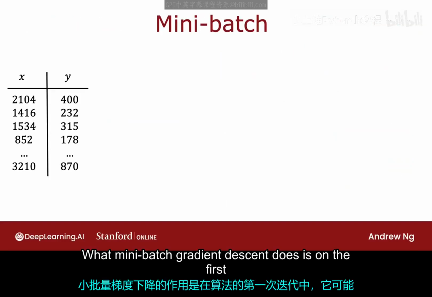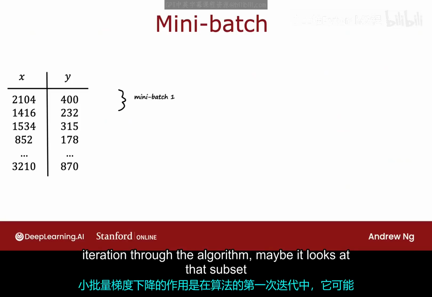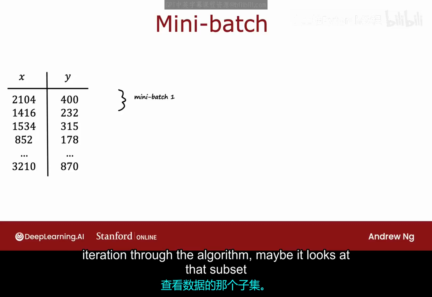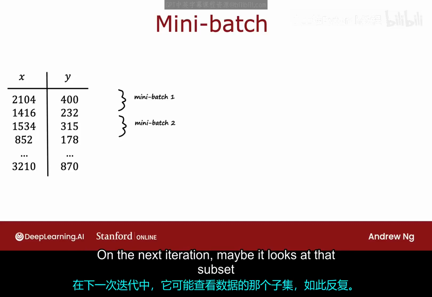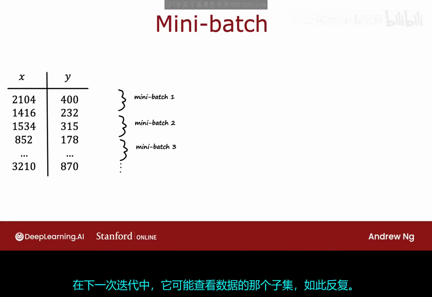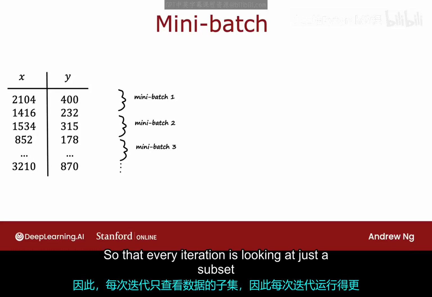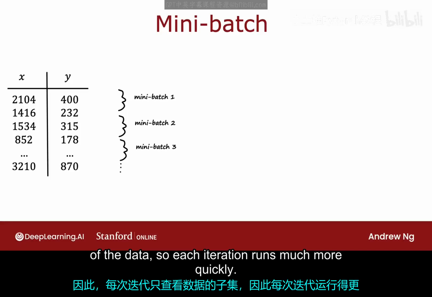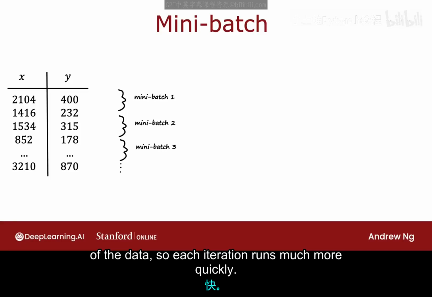What mini batch gradient descent does is on the first iteration through the algorithm, maybe it looks at that subset of the data. On the next iteration, maybe it looks at that subset of the data, and so on for the third iteration, and so on. So that every iteration is looking at just a subset of the data, so each iteration runs much more quickly.